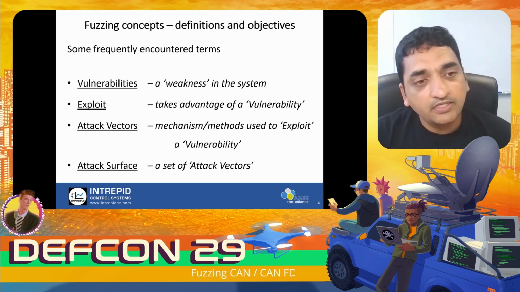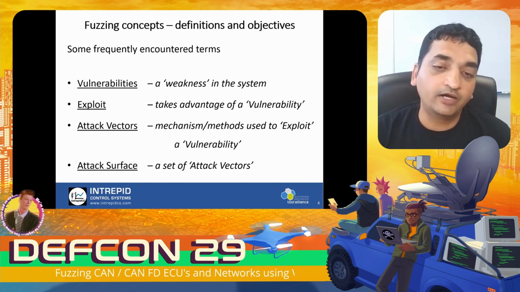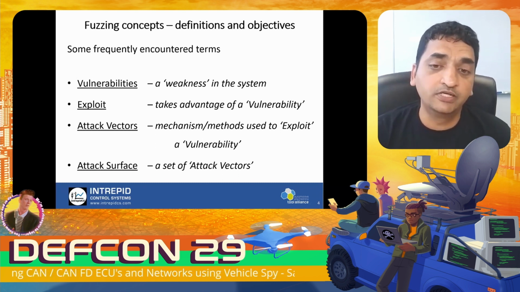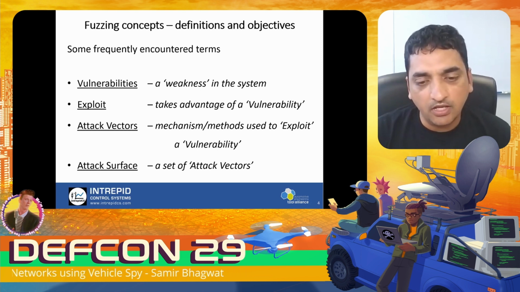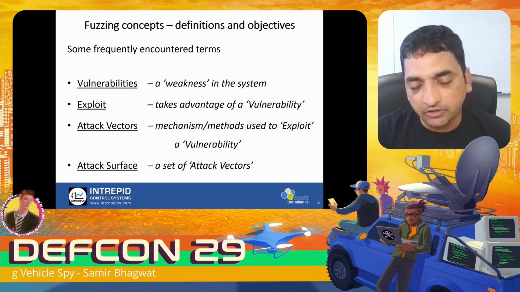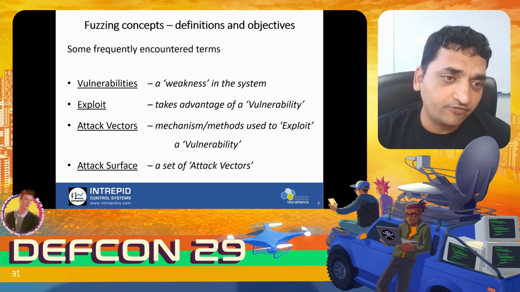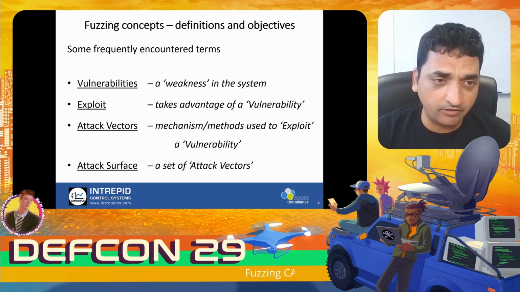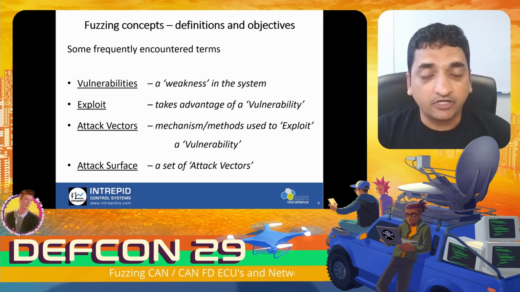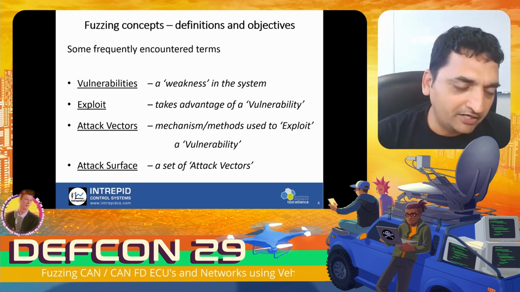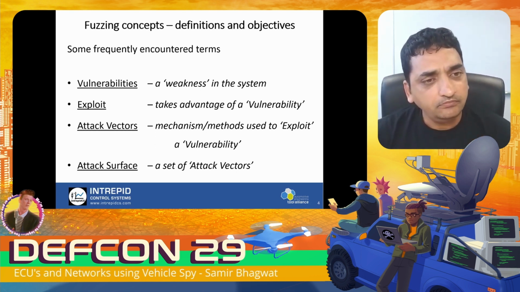Attack surface is a set of attack vectors, essentially a group of attack vectors that are identified and loosely related, to achieve an unexpected behavior in a DUT or an ECU or on a network. So an attack surface is essentially a group of attack vectors which are related with each other for identifying an unexpected behavior in the DUT.